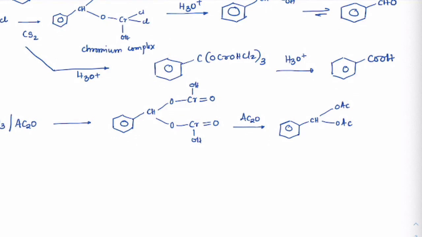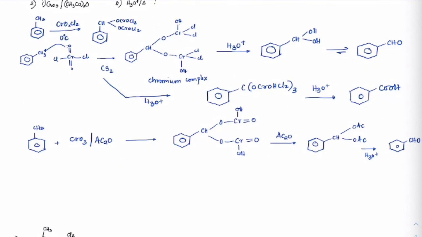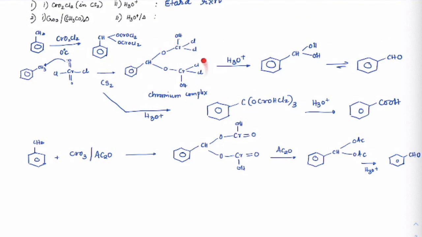which on hydrolysis will give us the aldehyde. This is something to remember, guys. You just need to know that a chromium complex is formed. Just follow the steps. First a chromium complex is formed, then on hydrolysis we will get the aldehyde. In the case of Ac2O, first the chromium complex is formed and then Ac2O will replace that, after which on hydrolysis we will get aldehydes.